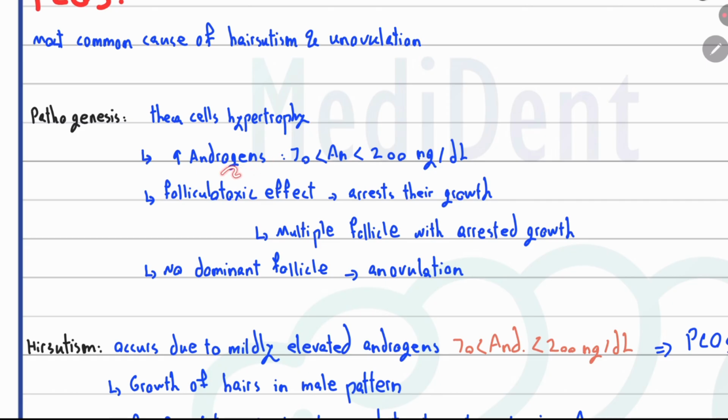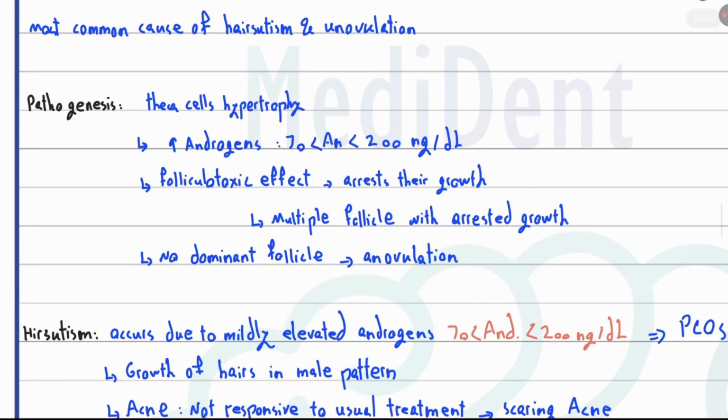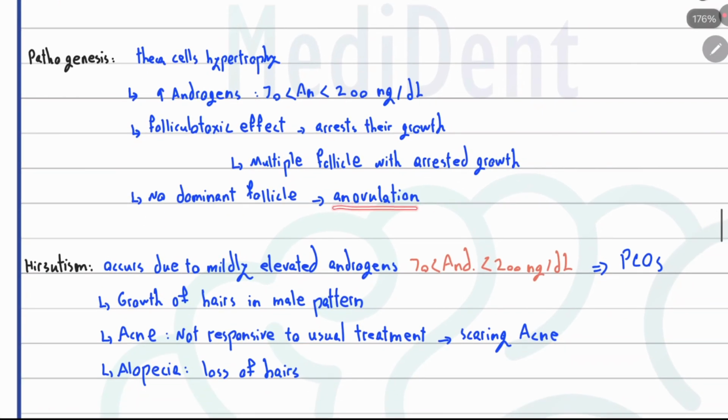they start to secrete high concentrations of androgens. So in these patients with PCOS, we can see the concentration of androgens is something between 70 to 200 nanograms per deciliter. And as I told you, when the androgens are secreted by these theca cells, they arrest the growth of the follicle. And that's why we can see multiple follicles with arrested growth. And in this situation, we can't see any dominant follicle. Of course, when we don't have any dominant follicle, we can't see ovulation. This is a condition known as anovulation.